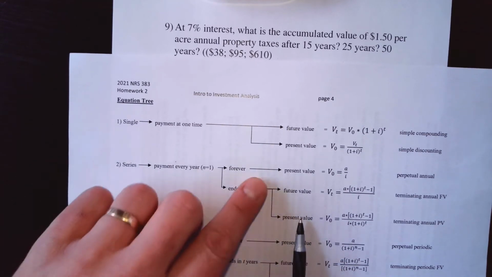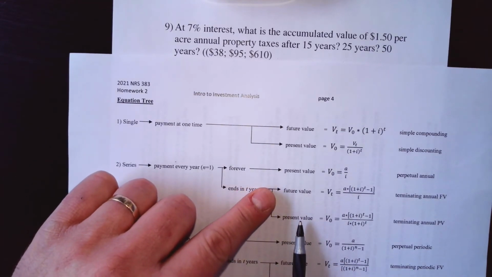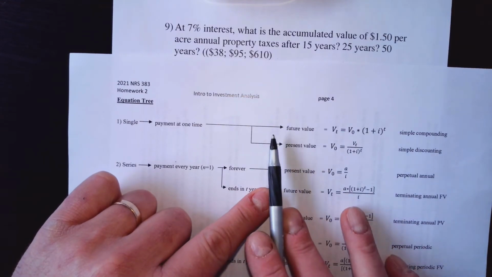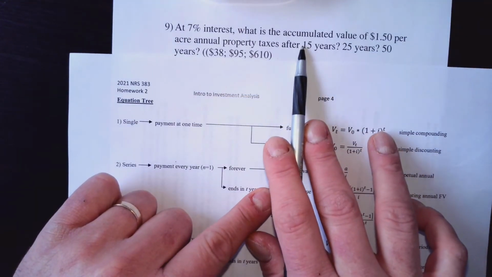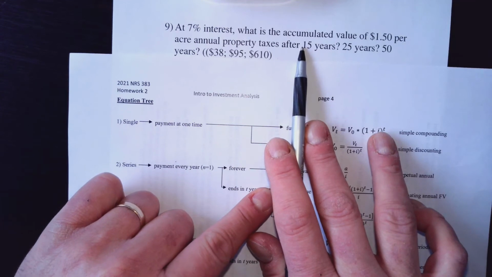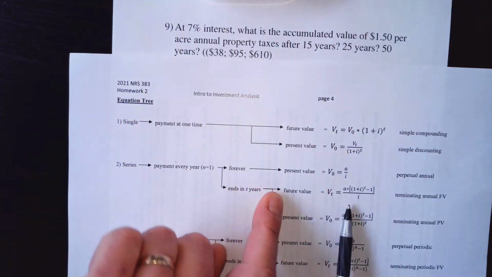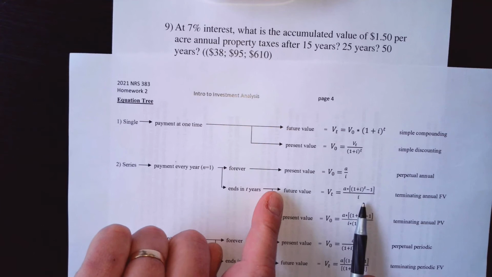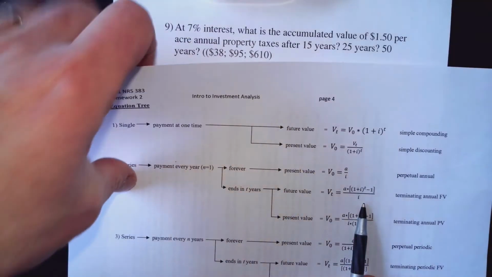And now we want to know present value and future value. So here we have $1.50 and we want to know what the accumulated value is. So we want to know what the value is at the end of 15 years. So this is what we're going to be looking at, a future value of a terminating annual payment.